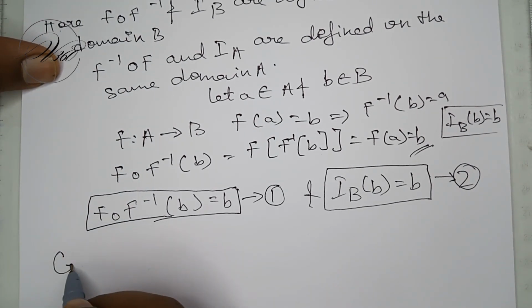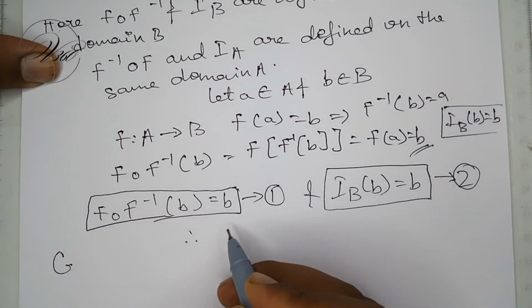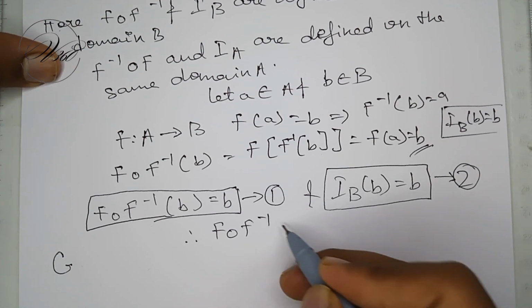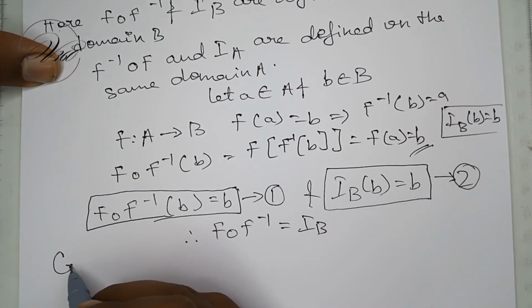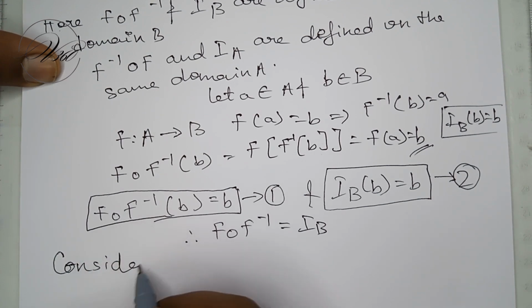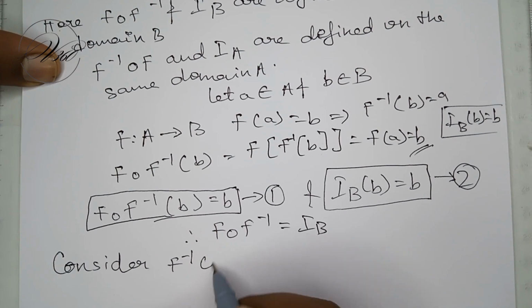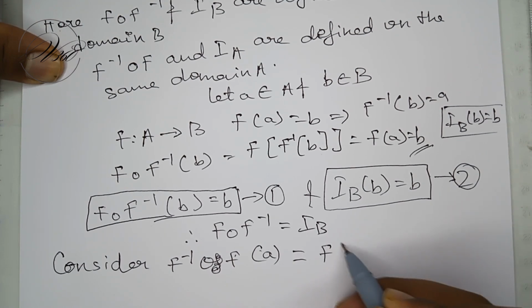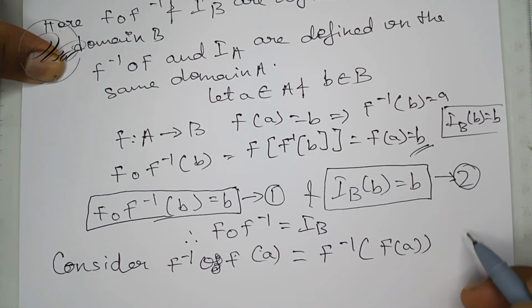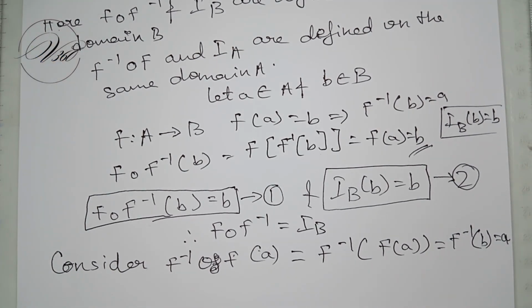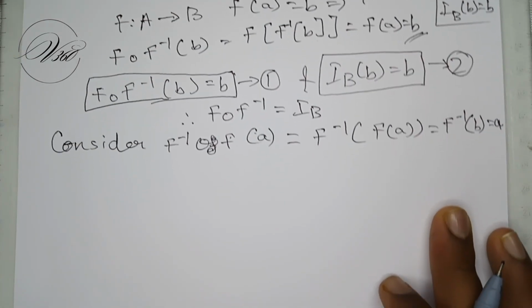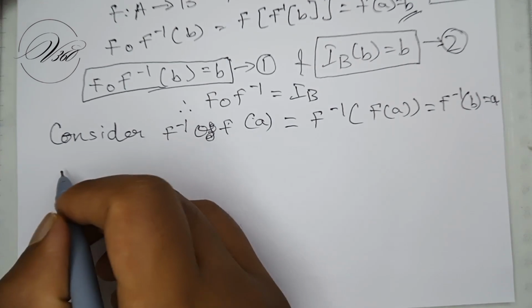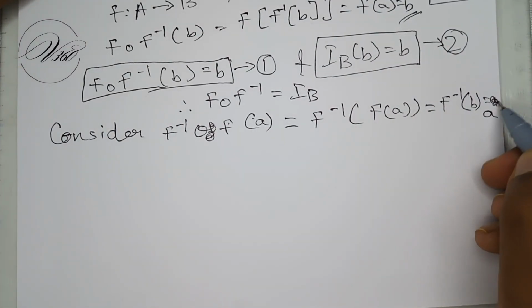Before considering, we should therefore write f of f inverse is equal to IB. Now consider f of f inverse of f of a is equal to f inverse of f of a is equal to f inverse of b is equal to a. I think you can see clearly now. This is a small a. This is small a.